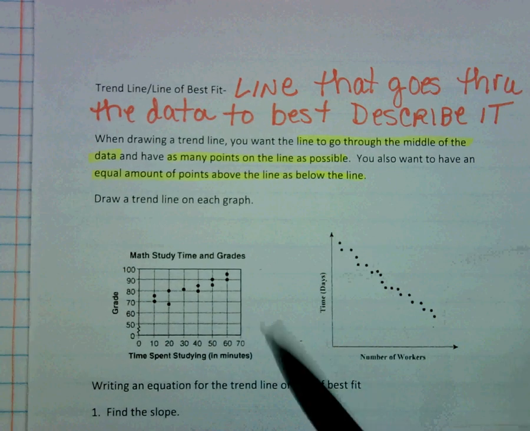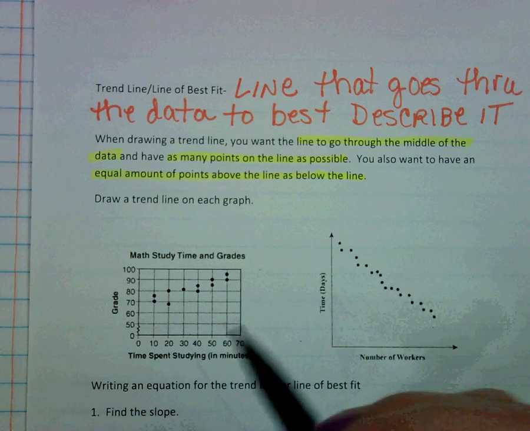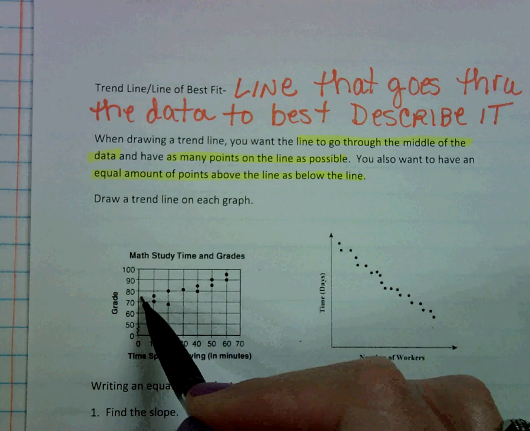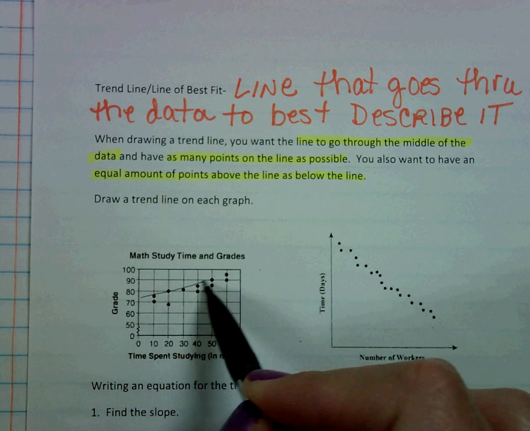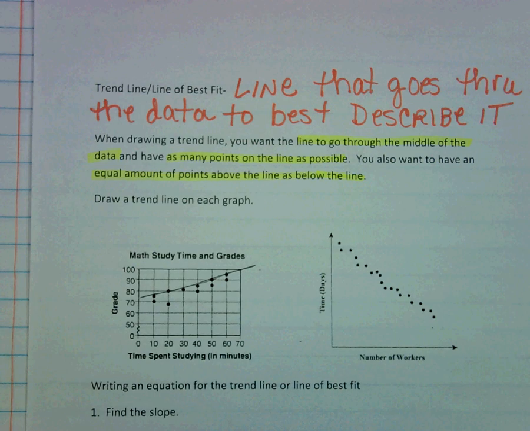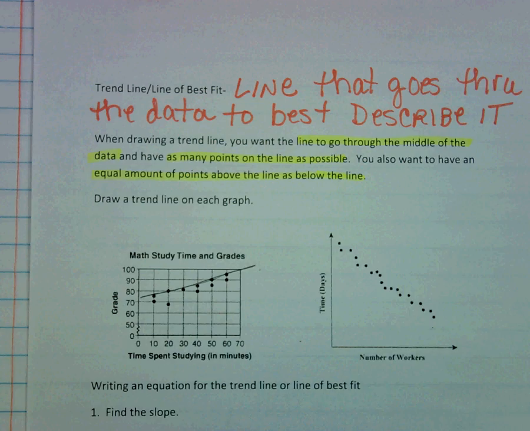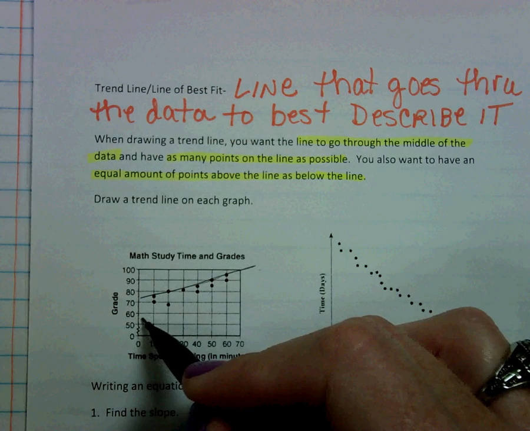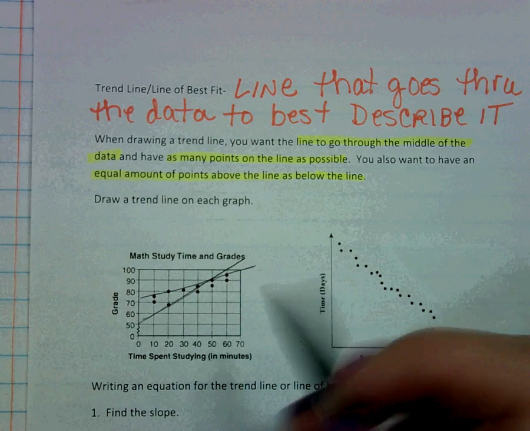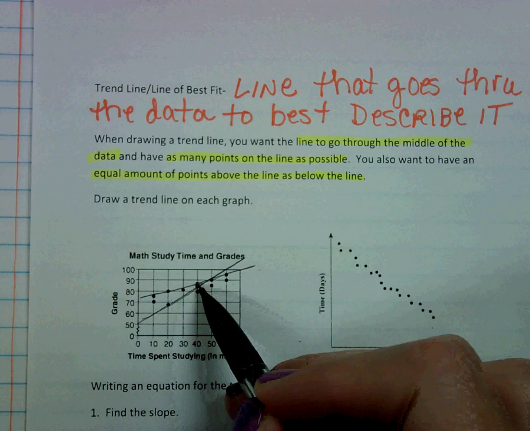I'm just going to draw a couple of lines with pencil, and then I'm going to draw the best line with a different color. What I want you to see is if I drew the line right here, that's great. I have a bunch of points on the line, but I don't have an equal amount above and below it. So that's really not a good trend line. If I drew it maybe like that, that's not too bad, but I've got 1, 2, 3 below it, and 1, 2, 3, 4, 5 above it.